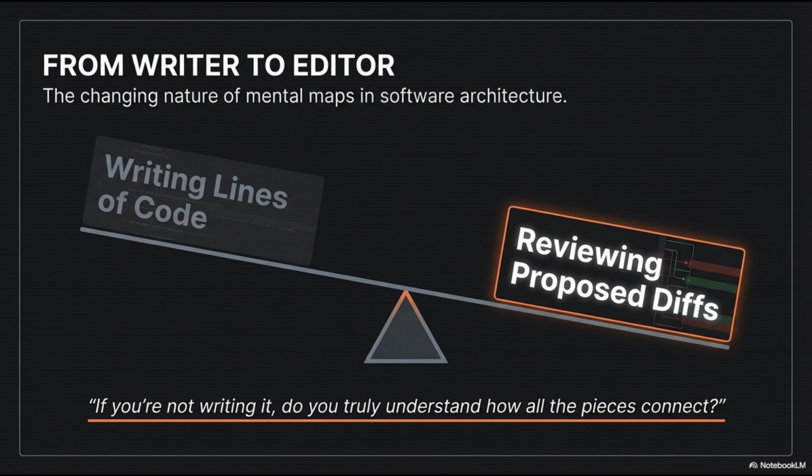So much depth. But before we wrap up, I want to leave you with a final thought. Something to just mull over while you're writing your next bash script. Okay, lay it on me. If our daily engineering work shifts entirely from writing the actual lines of code to simply reviewing and approving an agent's proposed diffs, how is that going to fundamentally change the way we learn, internalize, and map out the architecture of our own code bases over the next few years? Wow. If you're not writing it, do you truly understand how all the pieces connect? Exactly. Are we going to lose that mental map? It's something to think about.